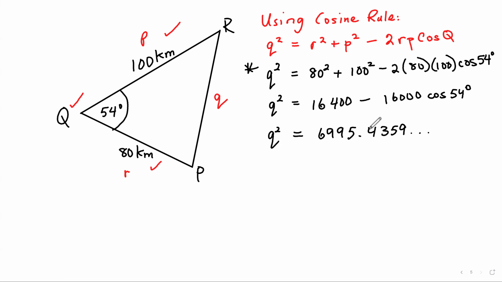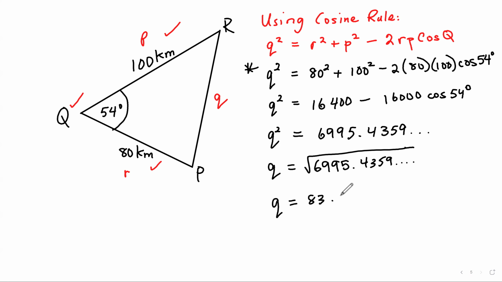So if Q squared is that, then Q will be the square root of that. So the square root of 6995.4359. The reason I'm putting dots is because I'm leaving it on my calculator and then I'm just going to press square root, which gives me 83.6 km to 1 decimal place.